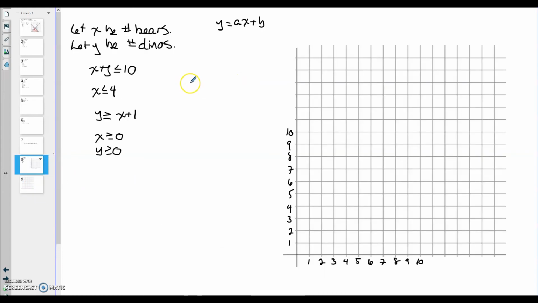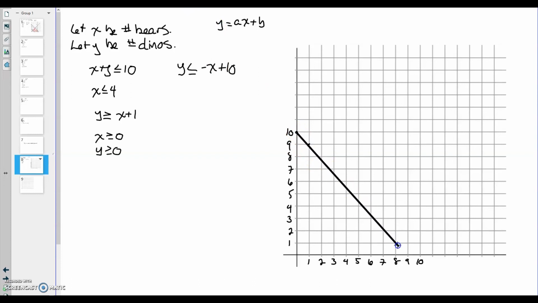The next step we need to do is to get all of the equations into the y equals ax plus b format. In this case, the only one we need to worry about is the x plus y less than or equal to 10. So we know we can rearrange that into y less than or equal to negative x plus 10. Now we'll go ahead and graph that. Put 10 on the axis. Our slope is negative 1, so we go down 1 and over 1.